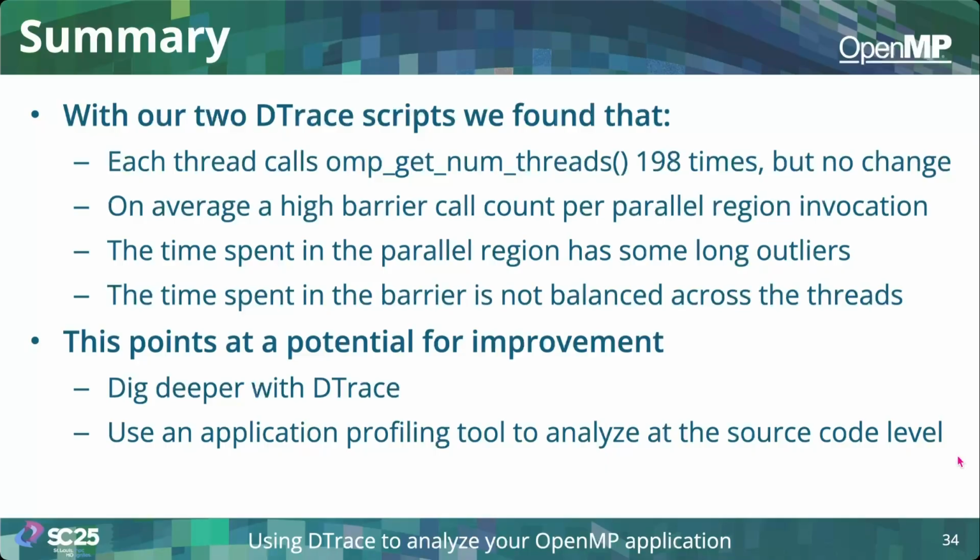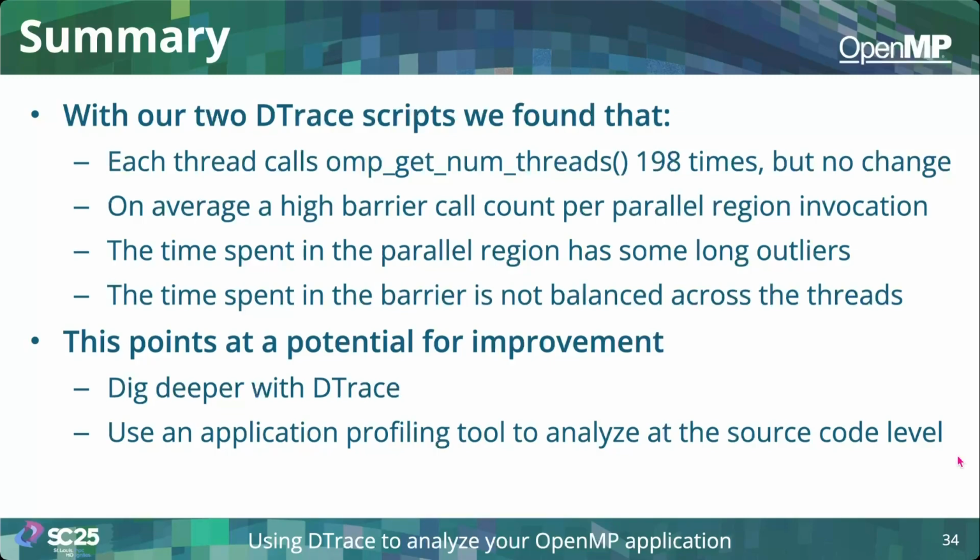To summarize what we found, we had our two scripts, and collectively what we found was there were a lot of calls to OMP get num threads, about 200 times, but no change in the outcome, always returning the same number, although not a big deal. Seems like a bit of a waste to have it, and probably that could be optimized.